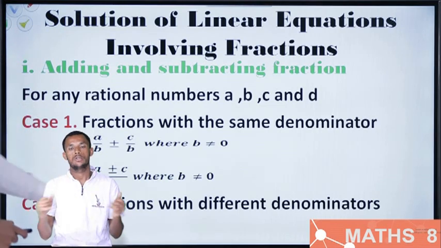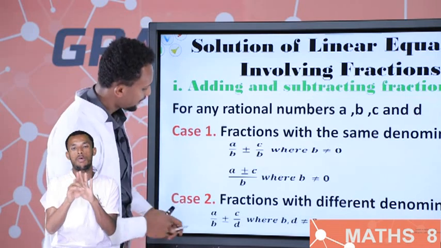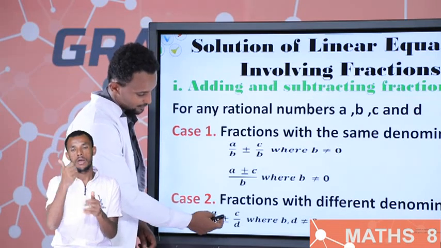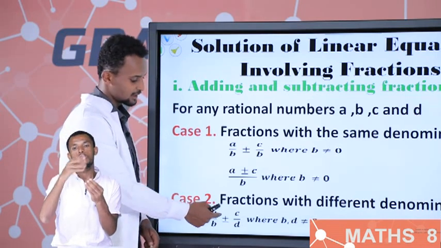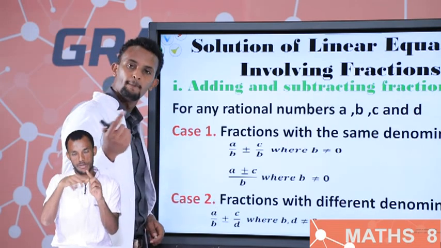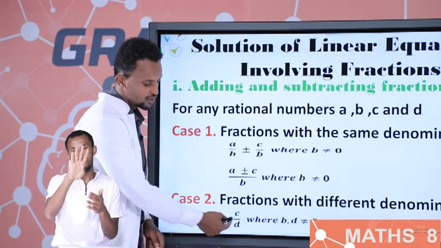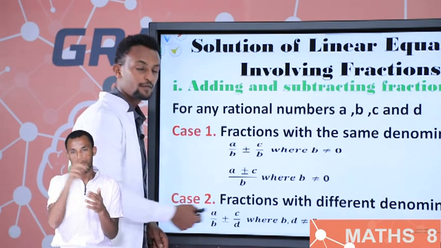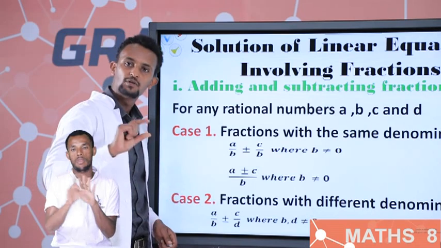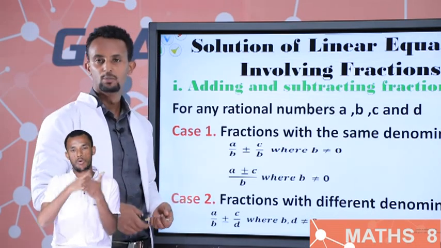In the case of fractions with different denominators, the first is a over b plus or minus c over d. That means, as I told you before, if it is plus, plus; if it is minus, minus. Here, as you see, here is b, here is d, because they have different denominators. If they have different denominators, we take the product of the denominators.